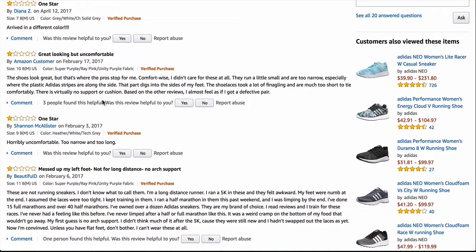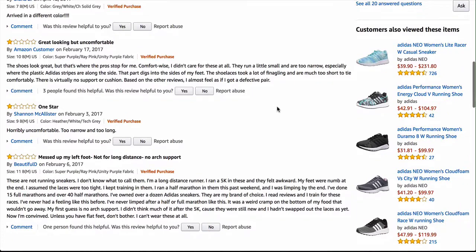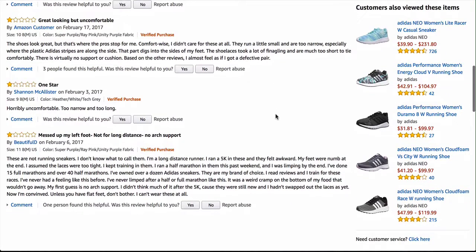So, arrived in a different color, that's not a product issue. What I'm looking for is complaints that highlight why people don't like these shoes. It's going to give me ideas for how I can position what I sell as solutions to the pain they're feeling. So all of a sudden I see this: shoes look great, but that's where the pros stop. Comfort-wise, I didn't care for these at all. I would make a note, highlighting comfort. I might even look at using the word comfort-wise if I see that listed again.